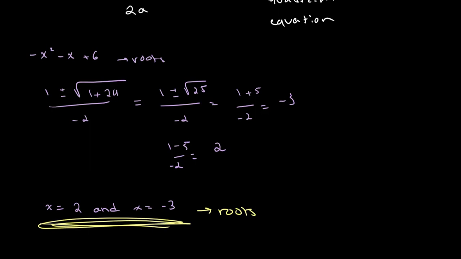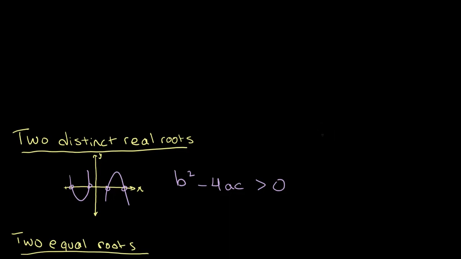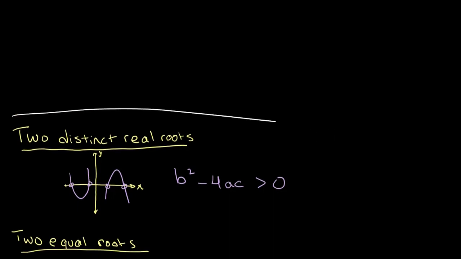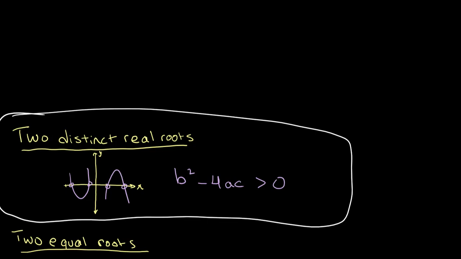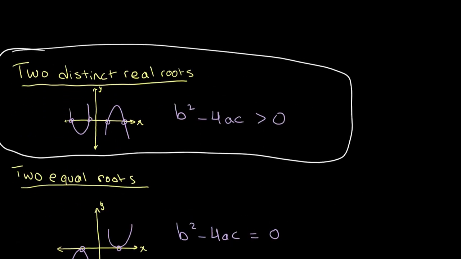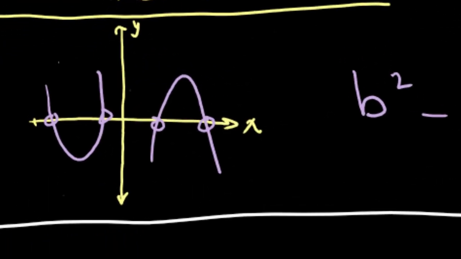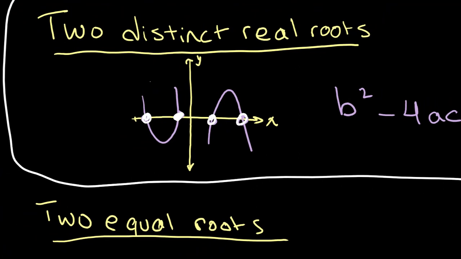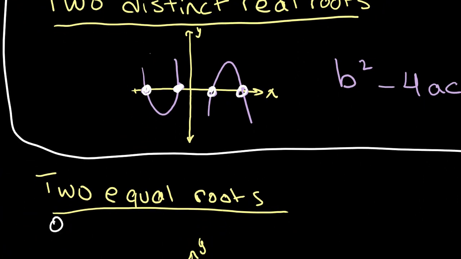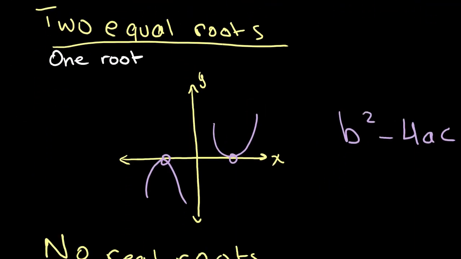Now, when dealing with roots, there are three possible scenarios. The first of which is that we have two distinct real roots. In cases like this, our graph passes through the x-axis 2 times. As you can see in these examples, our graph passes through the x-axis 2 times. Therefore, it has two distinct real roots. The second possibility is that it has two equal roots, or in other words, one root. As you can see in both of these cases, our graph only crosses the x-axis at a single point, which means that there is only one root to our equation.